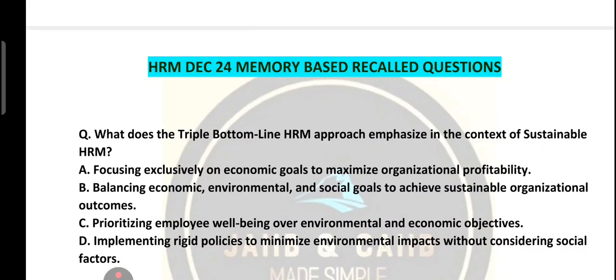Yes, profit is important, no doubt, but the triple bottom line is not just about money. It also includes people and the planet. So if you focus only on the money and ignore the environment and employee, you are not being sustainable. So this one is not correct. I hope that makes sense.